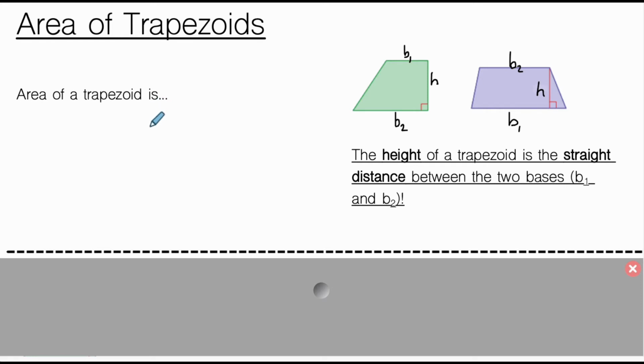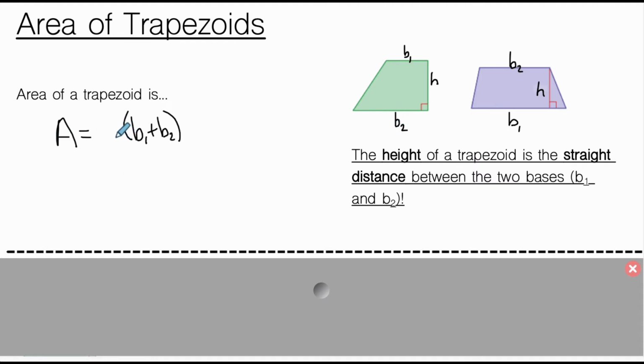So the area of a trapezoid is going to be written in this formula. The area is equal to the base 1 plus base 2. So we're going to find the sum of the bases. Sum means add. We're going to add the two bases together. So whatever this measure is and whatever this measure is, we're going to add them together.